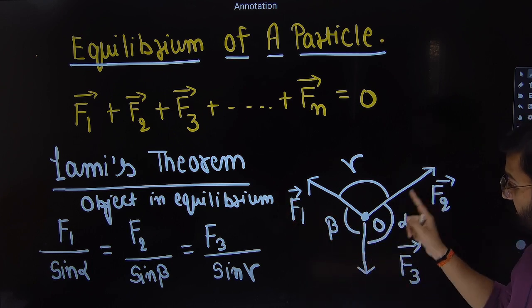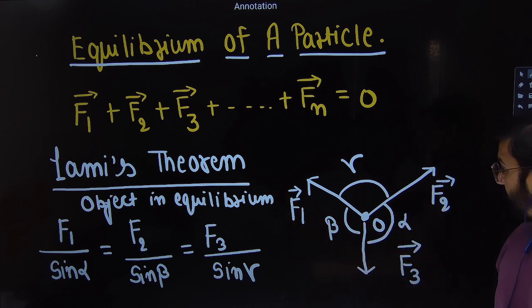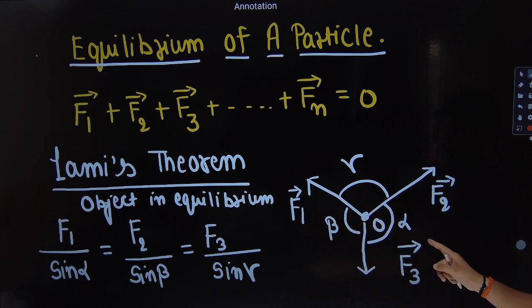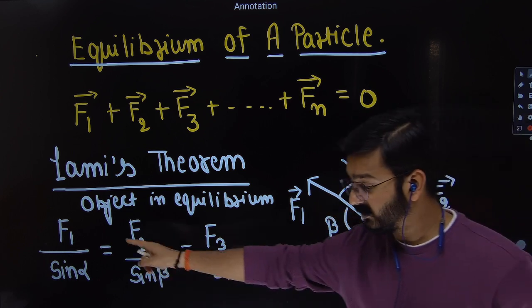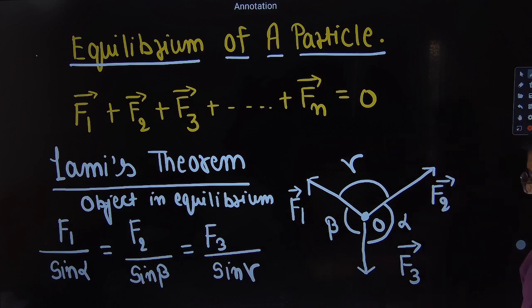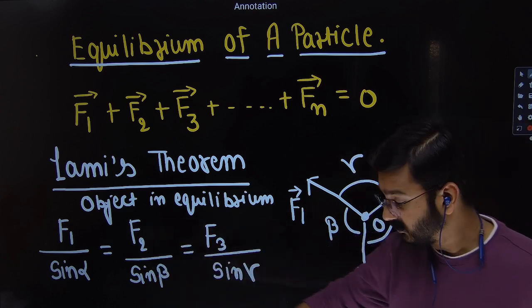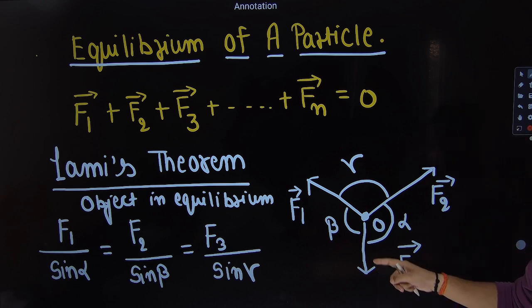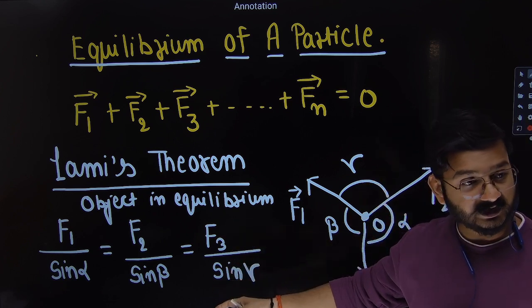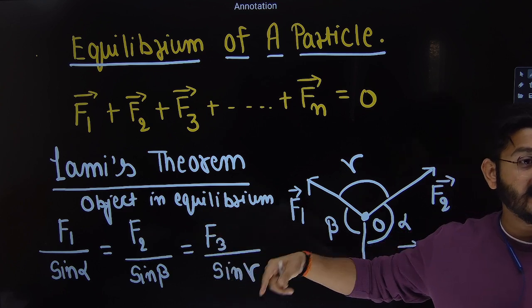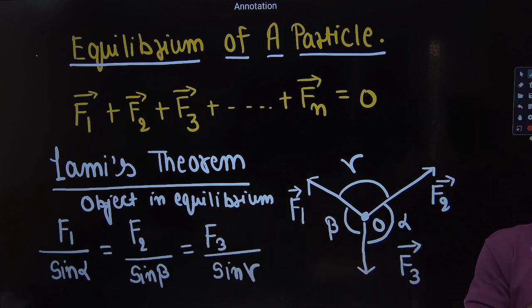equilibrium and concurrent forces. So F1, what is the angle opposite to F1? Alpha. So F1 by sine alpha. What is the angle opposite to F2? Beta. F2 by sine beta. What is the angle opposite to F3? Gamma. F3 by sine gamma. So force divided by sine of the angle opposite to it, the ratio will be same.